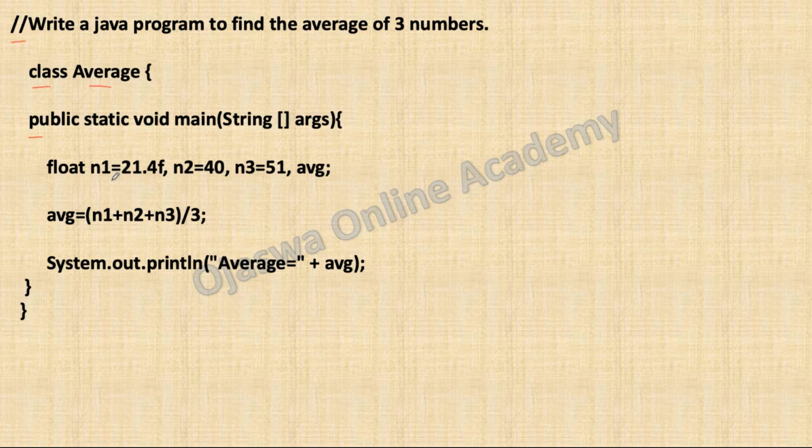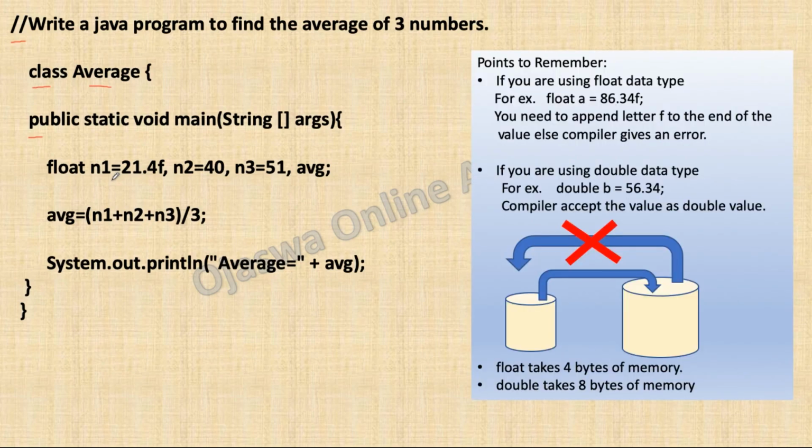If you want to store numbers with decimal points, Java has given us two data types, float and double. Float takes 4 bytes of memory and double takes 8 bytes of memory. Depending upon your requirement, you should select the data type. Now the points to remember are, if you are using the float data type, for example float a = 86.34f, the float keyword tells the compiler that the data type of variable a is float.